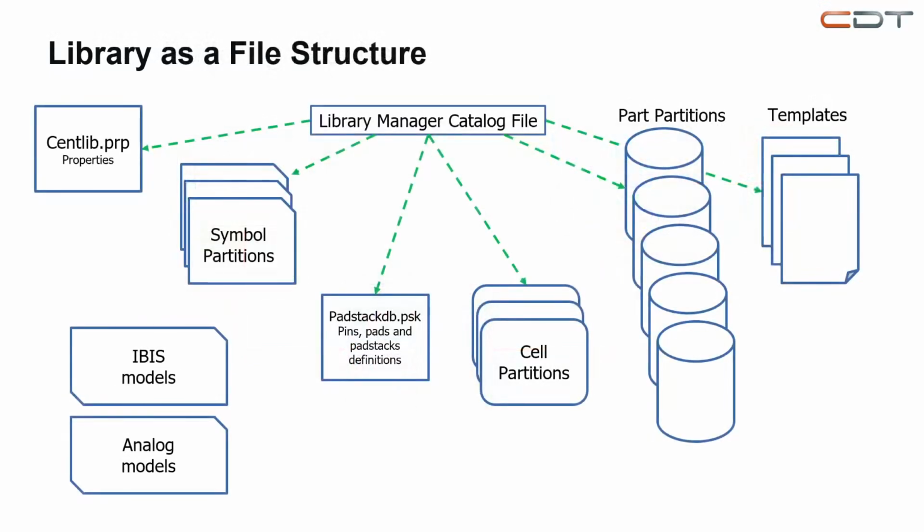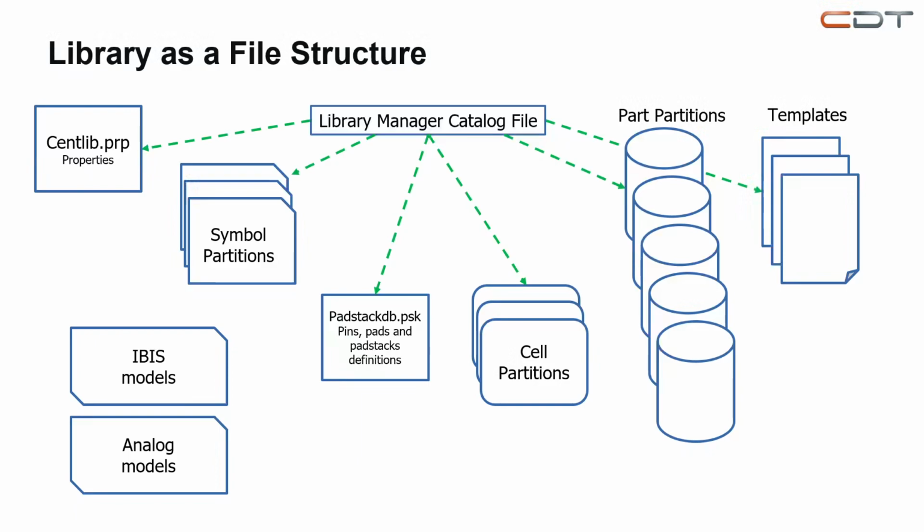If we take a look at the library as a file structure, when we open our folder with the central library, we will see a couple of files and folders. The main one is centlib.prp, a text file that contains properties.